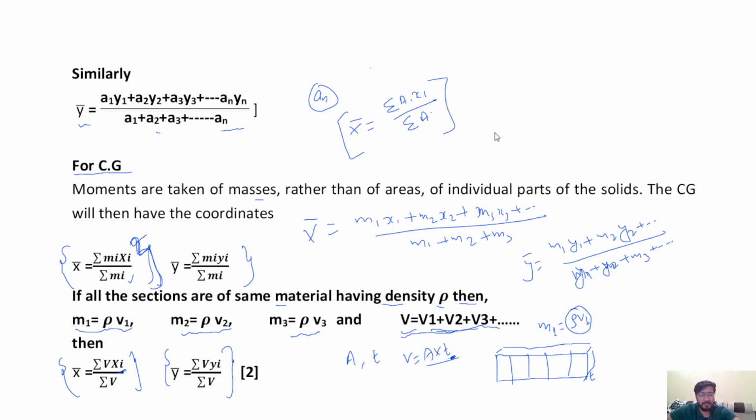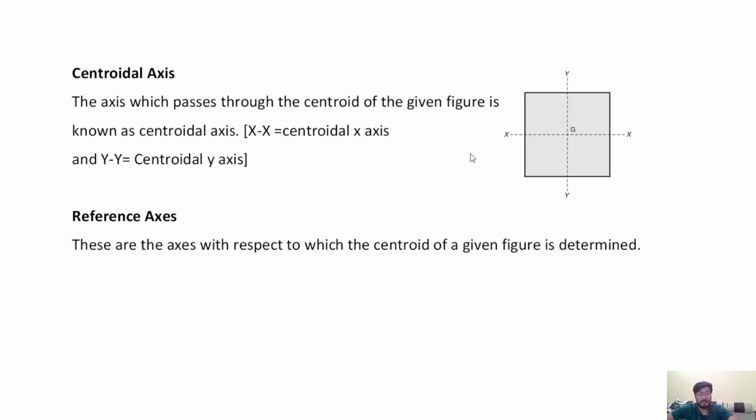And after knowing the formula of x bar and y bar, we will discuss here the terms centroidal axis, reference axis and symmetrical axis. The axis which passes through the centroid of the given figure is known as the centroidal axis.